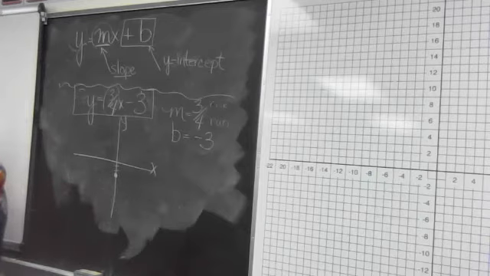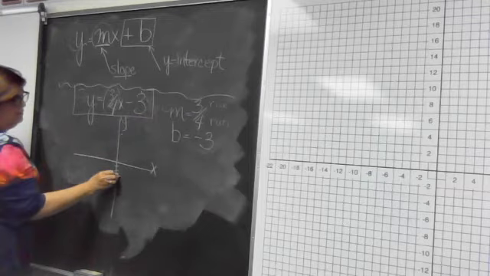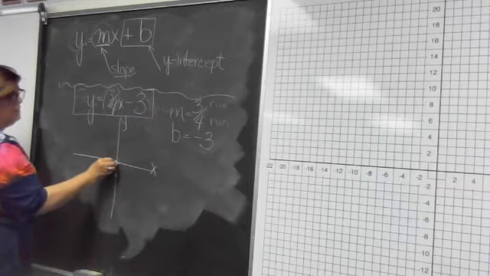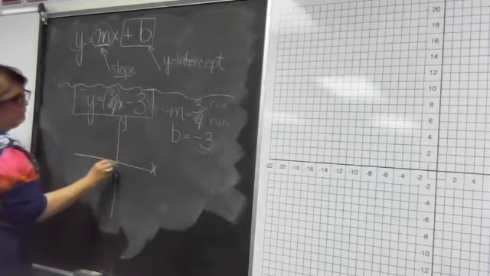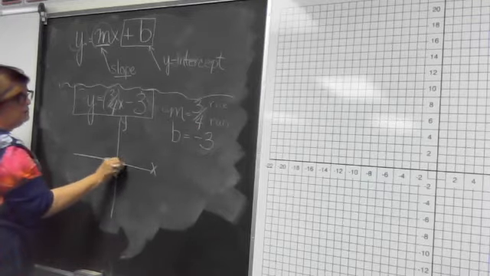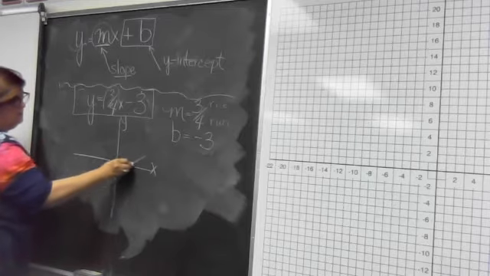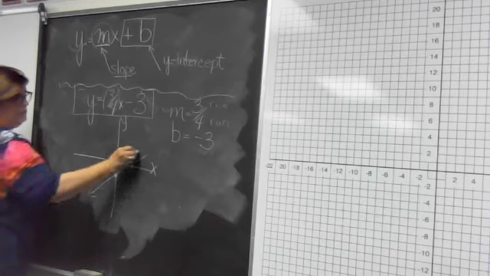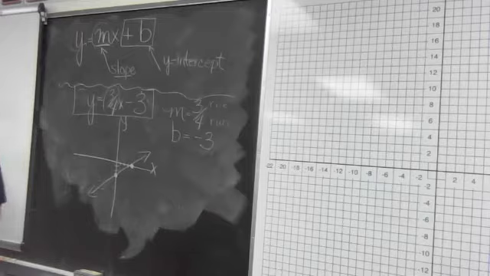Now use your GPS to get to the other house. So I'm going to rise a positive 3, 1, 2, 3, and then I'm going to turn and run in a positive direction 4. 1, 2, 3, 4. So there's my friend's house. And remember, we're graphing a line, and a line goes on forever, so you put arrows on the ends.